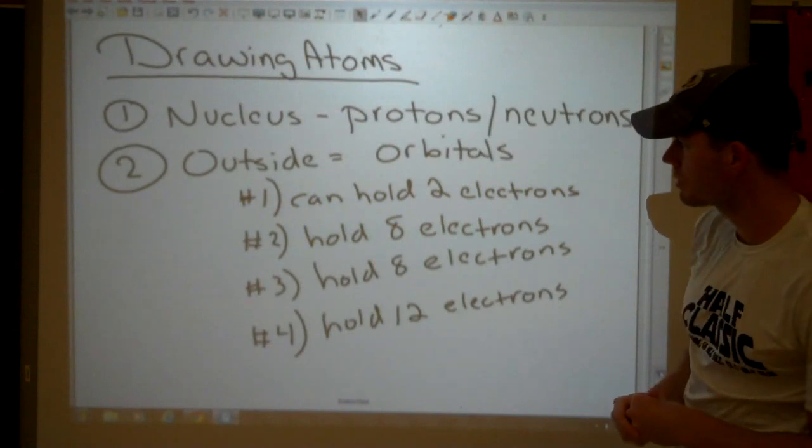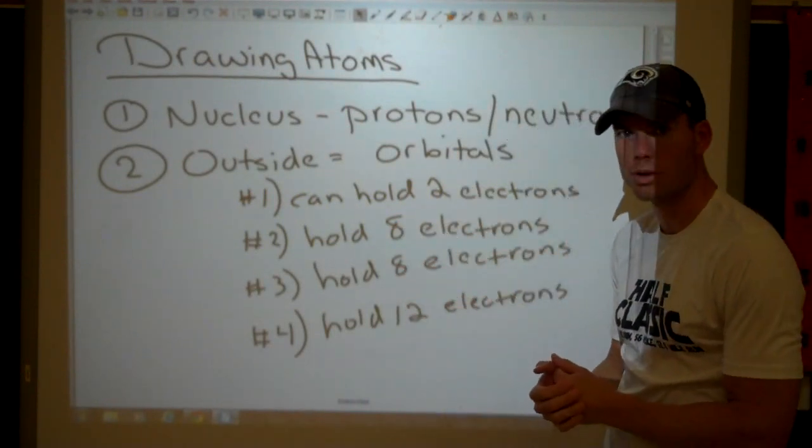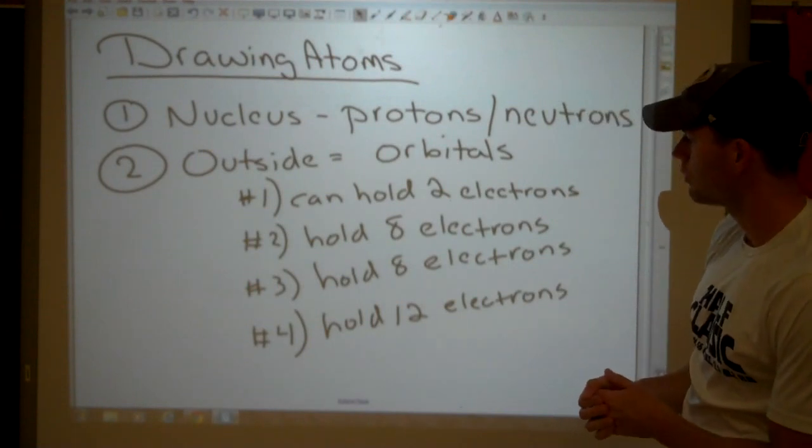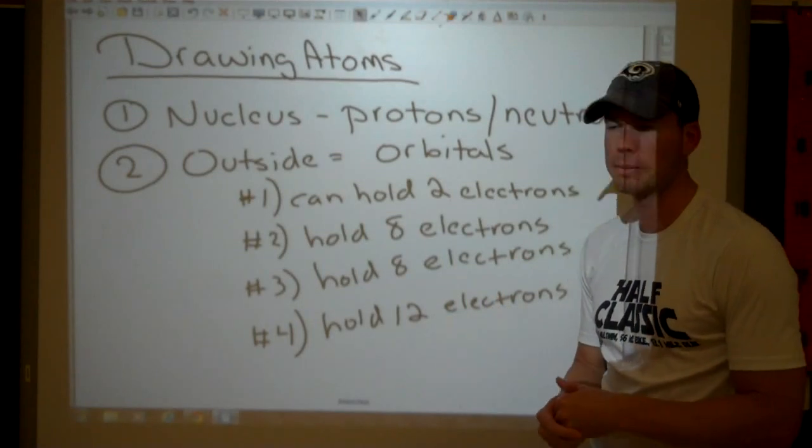Using our orbitals. Remember, 2 in the first, 8 in the second. You can go up to 8 in the third, and 12 more in the fourth. So total here, you could do 30 electrons if we needed to. So we could go all the way up to element number 30.